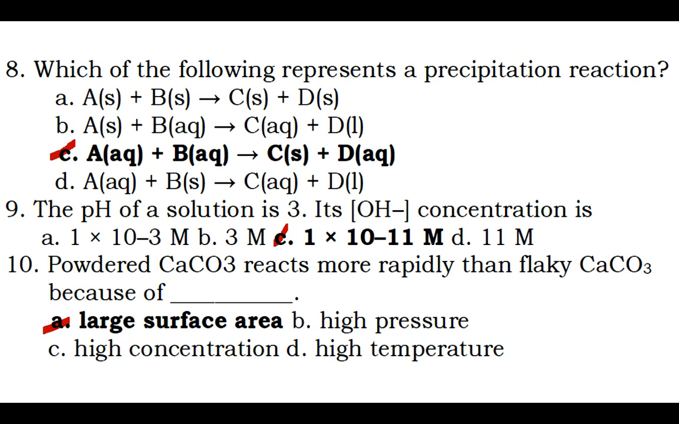Question number 8. Which of the following represents a precipitation reaction? Option C, A aqueous solution plus B aqueous solution gives us C plus D aqueous solution. Question number 9. The pH of a solution is 3. Its OH minus concentration is option C, 1 into 10 power minus 11 M. Question number 10. Powdered CaCO3 reacts more rapidly than flaky CaCO3 because of option A, large surface area.